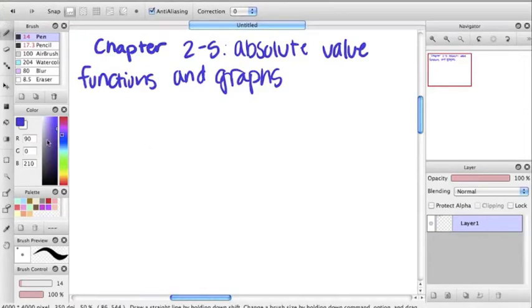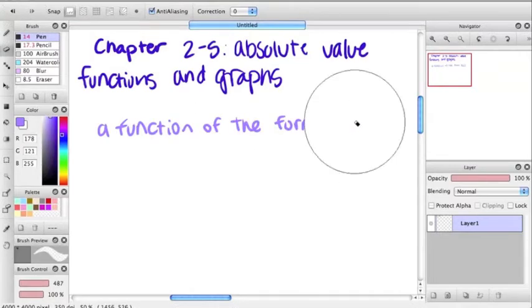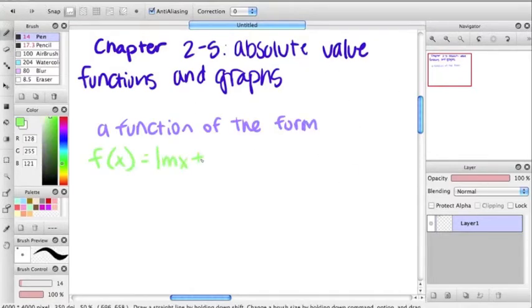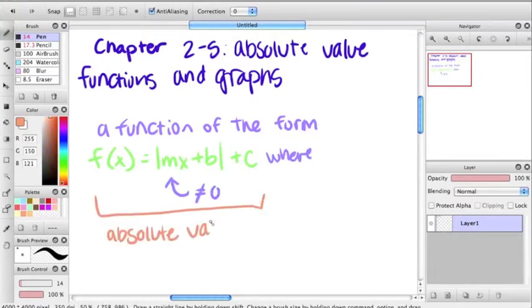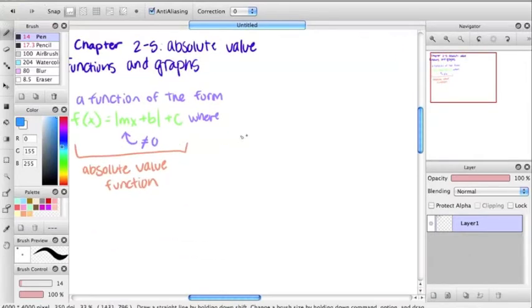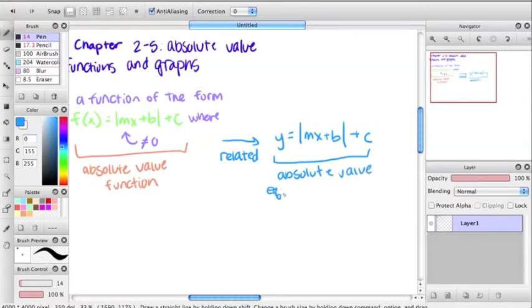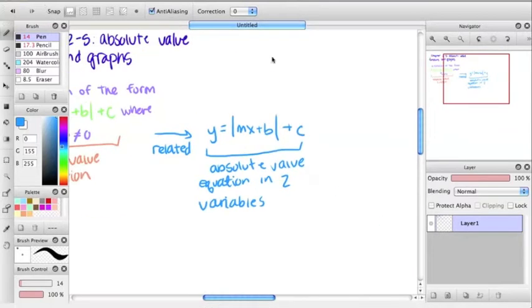Chapter 2.5: Absolute Value Functions and Graphs. An absolute value function is a function of the form f(x) = |mx + b| + c, where m does not equal 0. Related to this is the absolute value equation y = |mx + b| + c.